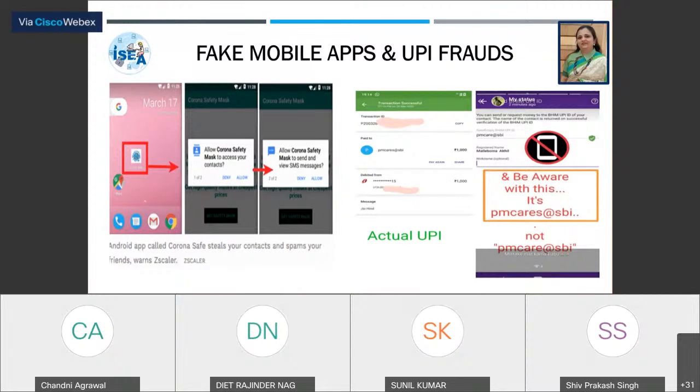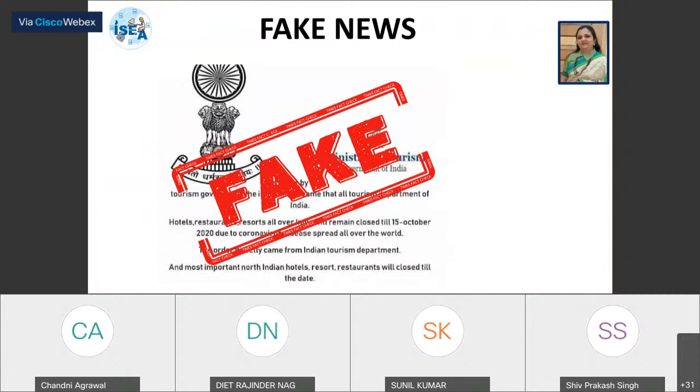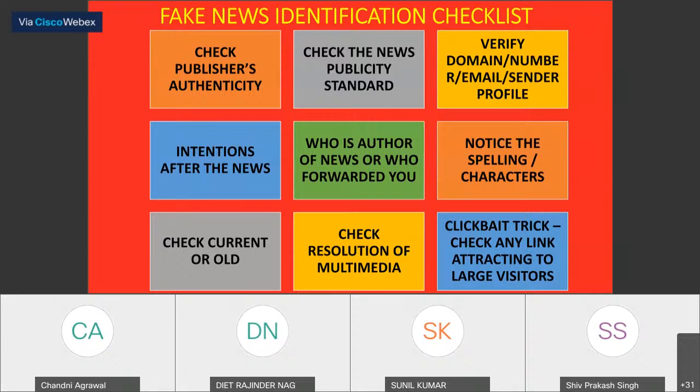Fake mobile apps, like in Arogya Setu, there are 1A, 2A. So apps with a single A were downloaded by people, and again those were fake apps stealing data from the mobile. Similarly, pmcares@sbi was the correct address, but pmcare@sbi received amounts from the users. So always authenticate fake news. This is a small checklist for fake news.